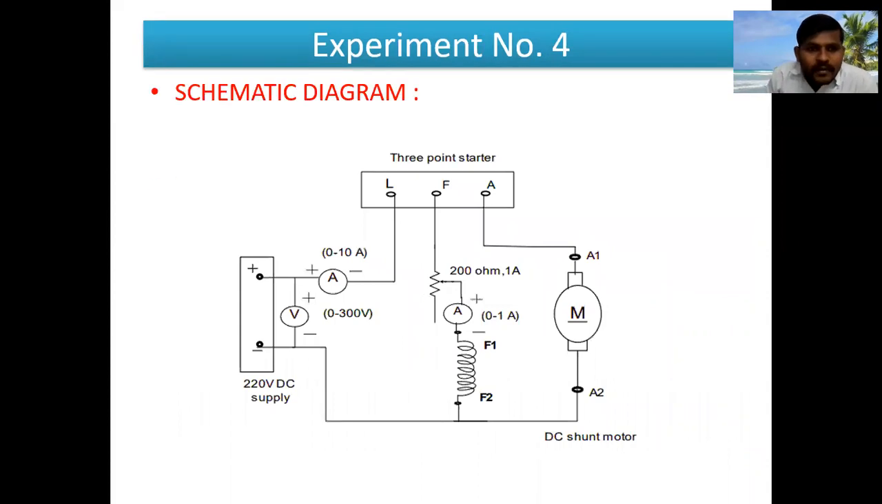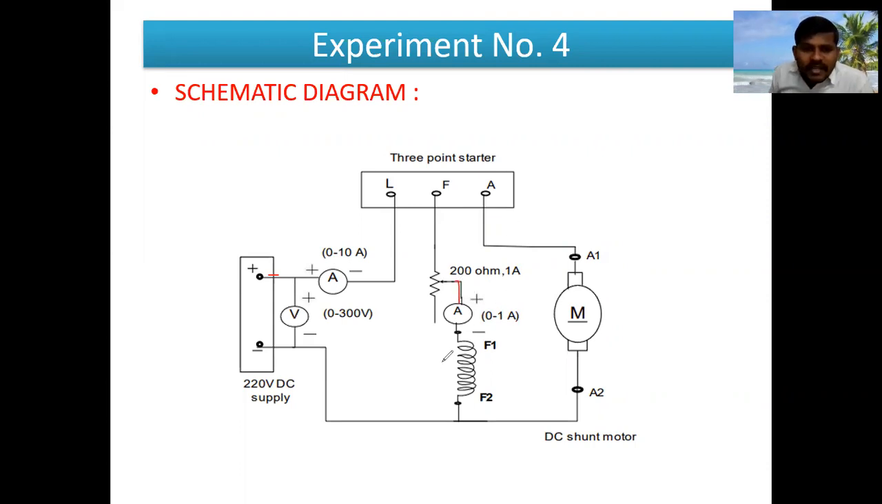Okay, see, this is the schematic diagram for that. Here positive terminal of the supply and negative terminal. For measurement of line current or it may be supply current, we have taken here one ammeter. Voltmeter can be used to measure the supply voltage. The positive terminal of the supply can be connected to one terminal of the ammeter. Next terminal of the ammeter can be connected to L terminal of the 3-point starter. F terminal of the 3-point starter can be connected to one terminal of the rheostat. Next terminal of the rheostat can be connected to an ammeter to measure the field current.